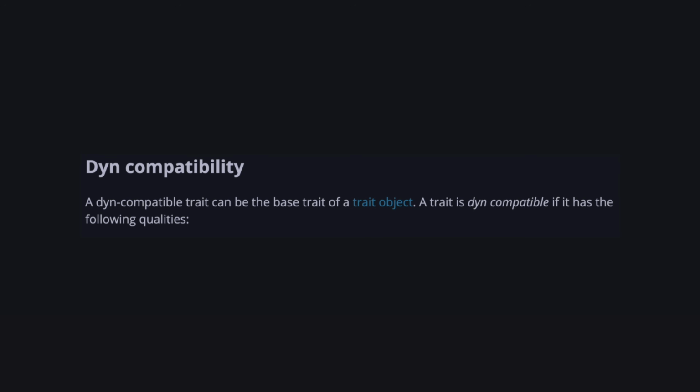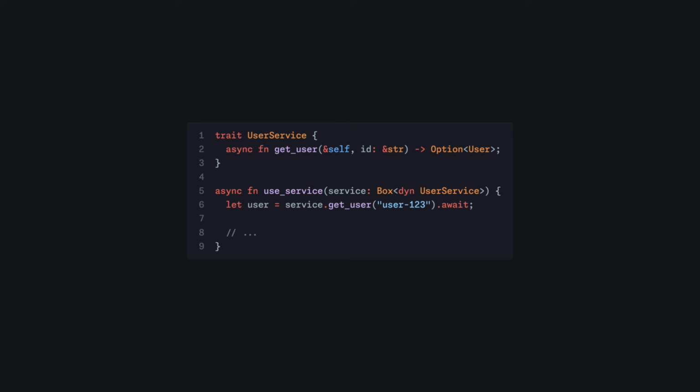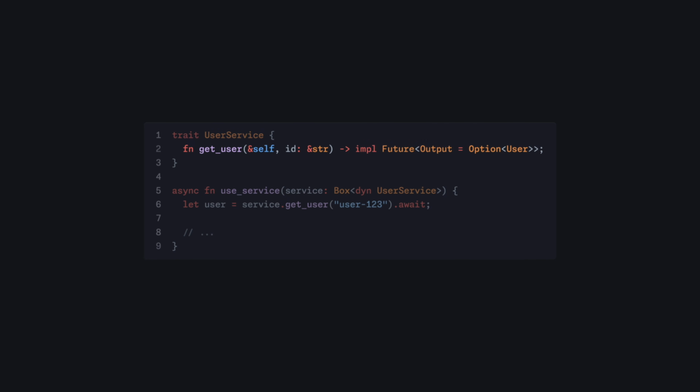There's a long list of rules that traits have to follow to be dyn compatible, but we are only interested in one of the rules. A trait cannot have an async function, which has a hidden future type. This begs the question, why aren't async functions allowed, and where is the hidden future type? Let's look at our code again. In Rust, the async await syntax is simply syntactic sugar, just like in every other language that uses async await. If we desugar this method, it would look something like this.